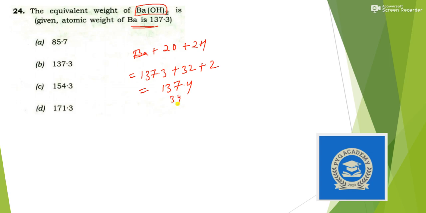Let's move to the next question. The equivalent weight of Ba(OH)2 is... we need to find the equivalent weight of this compound in which the weight of barium is given. So Ba plus 2O plus 2H, and we will get our answer. Ba is 137.3 plus 2O; the atomic weight of oxygen is 16, so 2 times 16 is 32, plus 2 times 1 is 2. So 137.3 plus 34 will become 171. Wait, it is 171.3. Our answer is option D, a very easy question. Let's move to the next question.